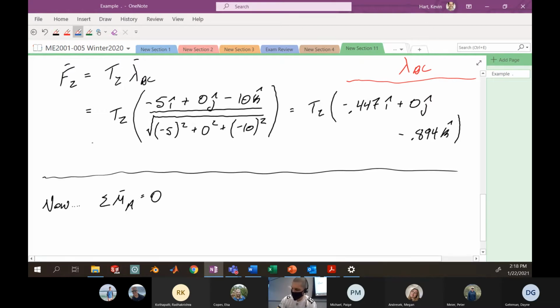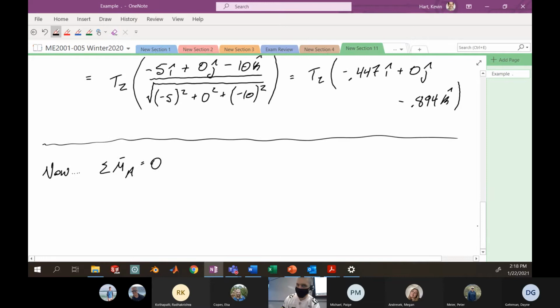And again, the reason I'm doing this about A is because I have a number of unknown forces that travel through A. And if I take my moment about point A, those unknowns are going to disappear because the moment arm, the position vector to get to those forces, is 0. All right, so let's write out all the contributions that are going to be a part of this summation, by going back to my free body diagram and taking a look at what pieces are going to contribute.